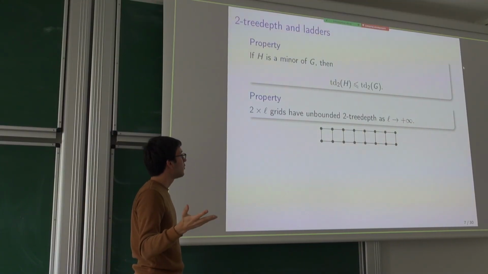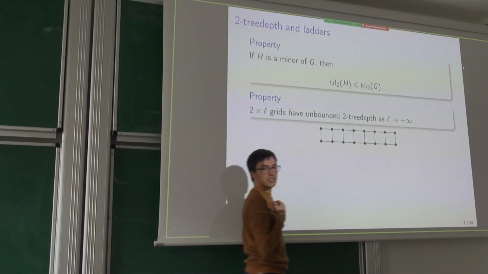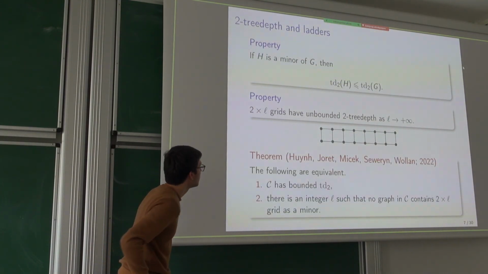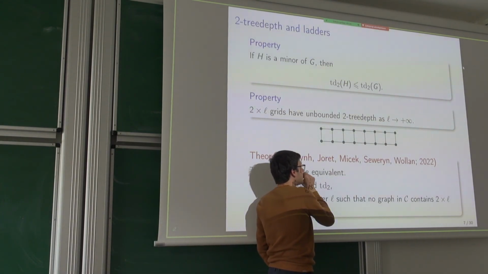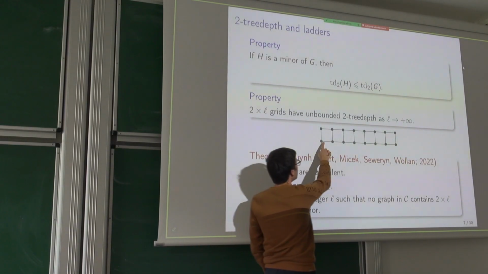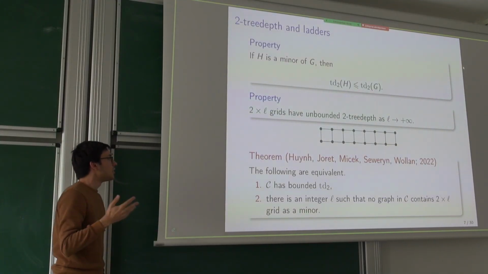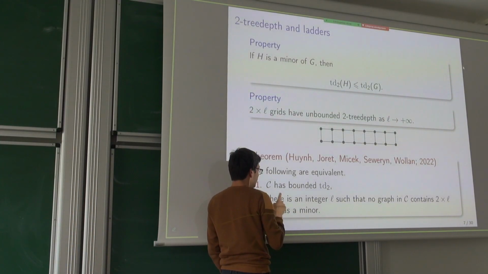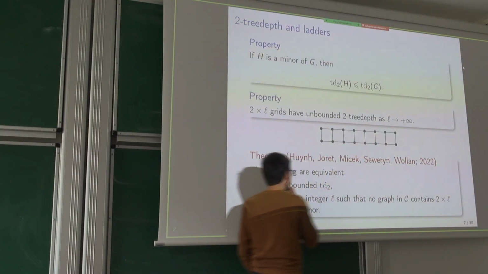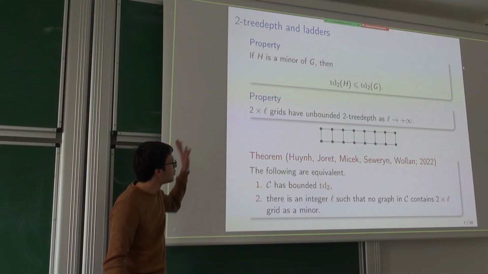So now if you have a graph that contains a big ladder as a minor, then you are sure that its 2-treedepth is large. It's a certificate of large 2-treedepth. And there is this very nice theorem by Huynh, Joret, Micek, Seweryn, and Wollan, which says that it's an if and only if. So if you have a graph that does not contain this thing of length L as a minor, then its 2-treedepth is at most some function of L. And so now an infinite class of graphs has bounded 2-treedepth if and only if there is an integer L such that no graph in the class contains this 2 times L grid as a minor. Okay. So this is a very nice theorem. I will show you a proof later.